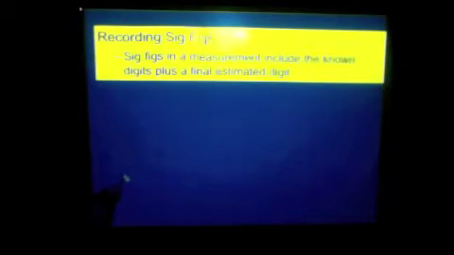Now, recording sig figs. We're going to do a measurement lab where you have to find measurements of different devices, whether it's the length of it, the mass, and so forth. So you're going to have to be able to tell me what that measurement is based on the tool that you're using. So for measuring the length of the paper clip, we would need a ruler.